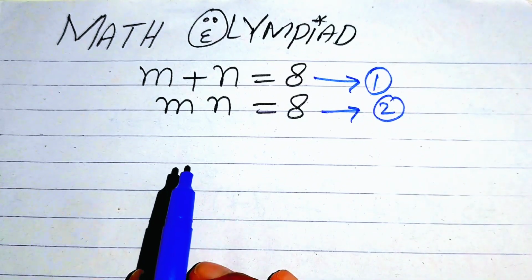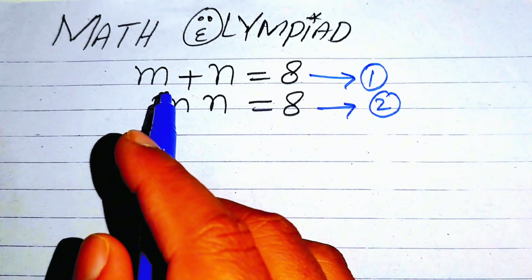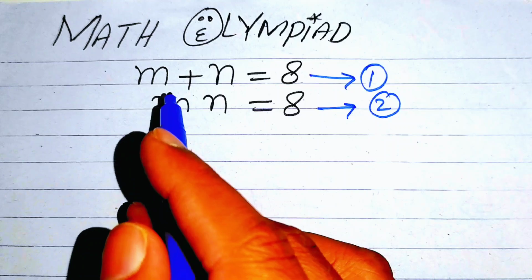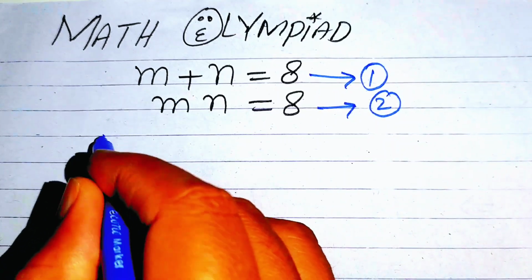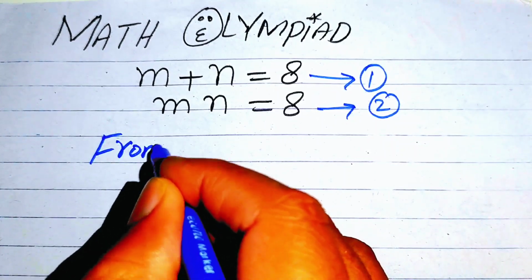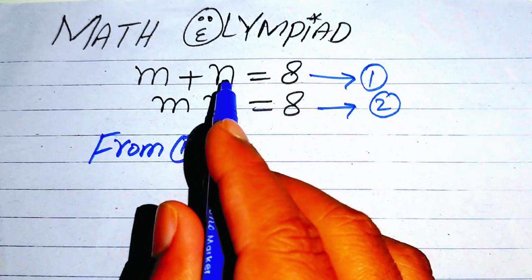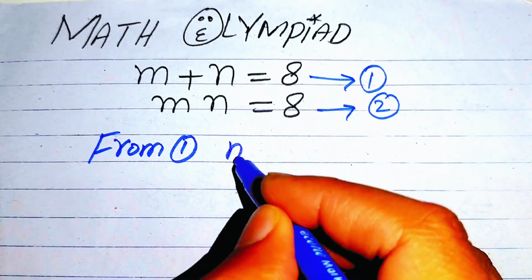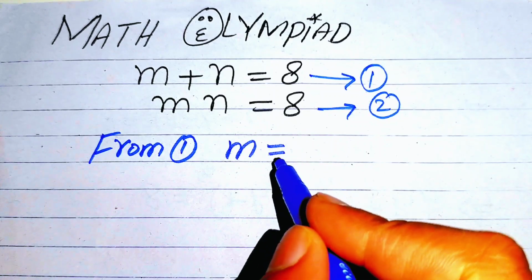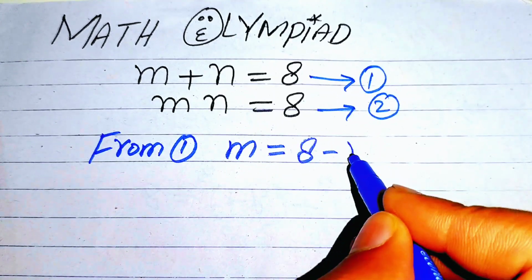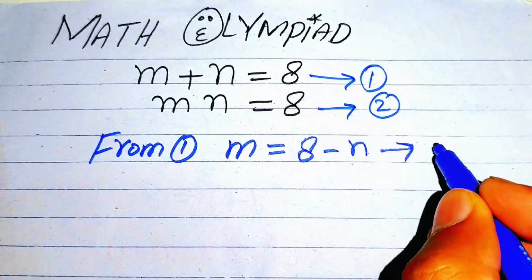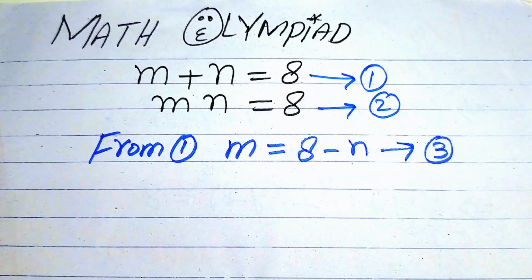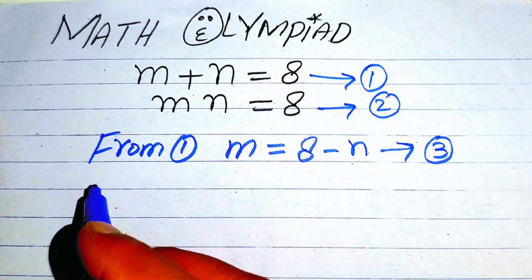Now we first find the value of m from equation number 1 and we substitute this value in equation number 2. So we write from equation number 1, m plus n equals 8. We move this n to the right hand side and it becomes m equals 8 minus n, and we call this equation number 3 and we put this value in equation number 2.